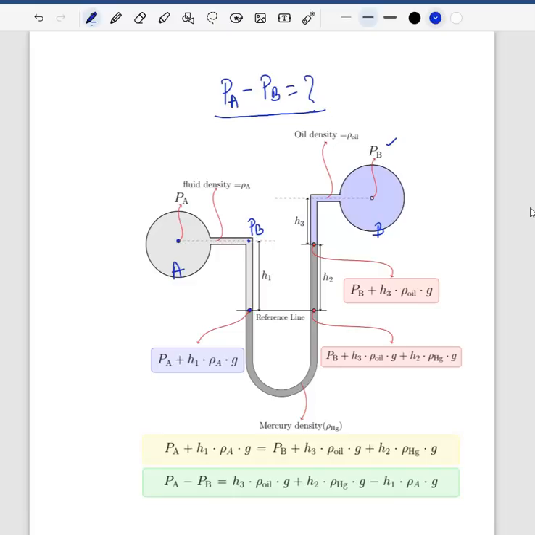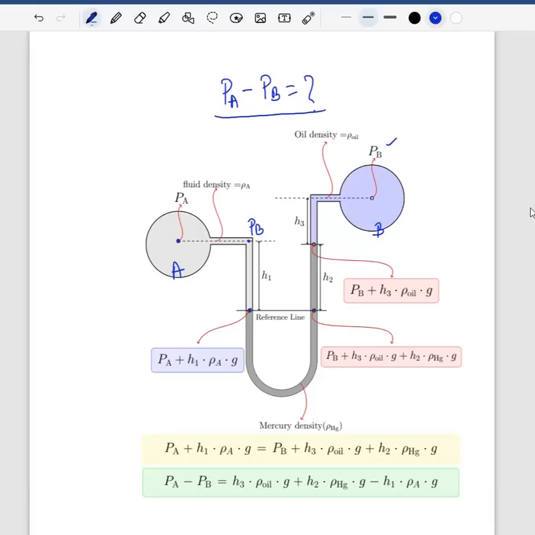Now from here there is a two-liquid interface. So here I'm going to draw a horizontal line. Already that horizontal line is there. That line is called the reference line. At the reference line, the pressure will be the same for both arms. Now at this point the pressure is PA plus H1 rho A into g. Now at this other point I have to calculate what the pressure will be.